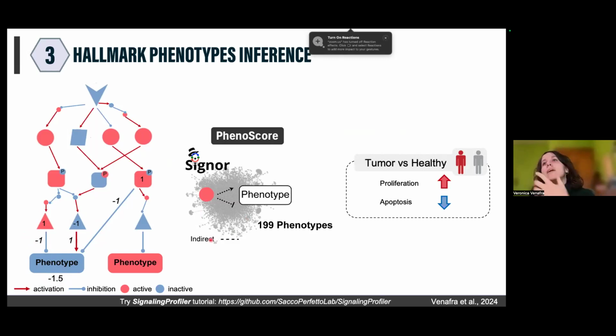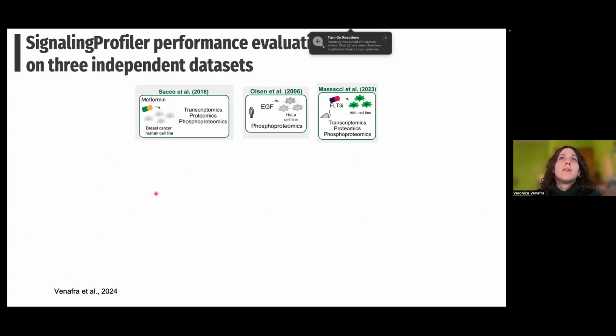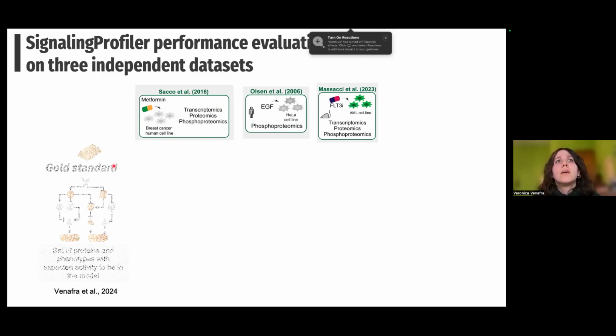In fact, if you are modeling tumor, you may expect the signaling axis in your model to activate proliferation and inhibit apoptosis. So once we developed the Signaling Profiler, of course, we evaluated its performance on different data sets. In particular, we selected these three data sets where the multi-omic profile of cells was characterized upon a different perturbation. For each data set, we manually curated a gold standard, so a set of proteins and phenotypes with their expected activity that should be in the model.